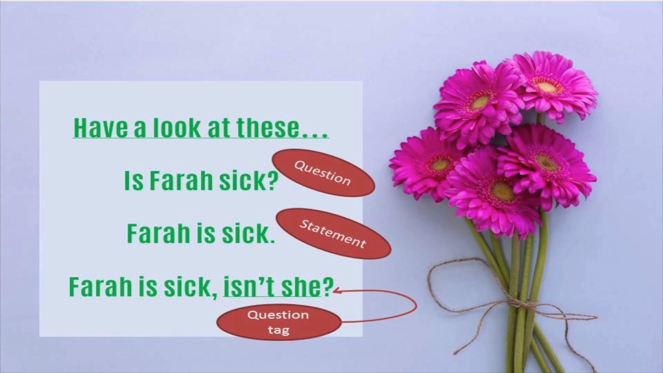But if you want to confirm whether Farah is sick or not, you use a question tag. For example, Farah is sick, isn't she? So the words isn't she are used to confirm the statement. Farah sakit kan? Something like that. Got it? Okay, let's go to the main rule.